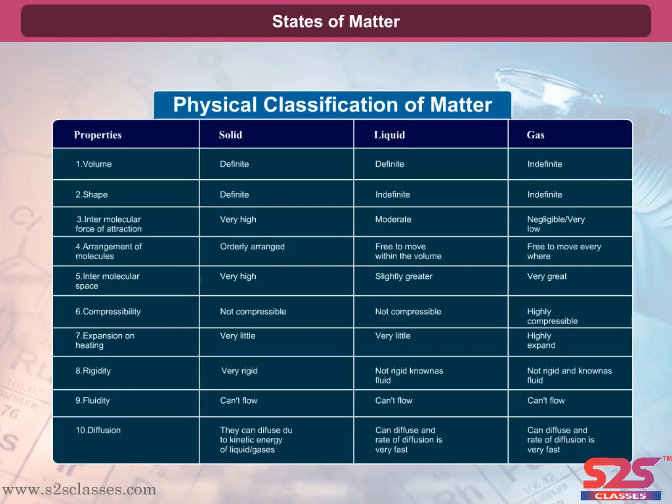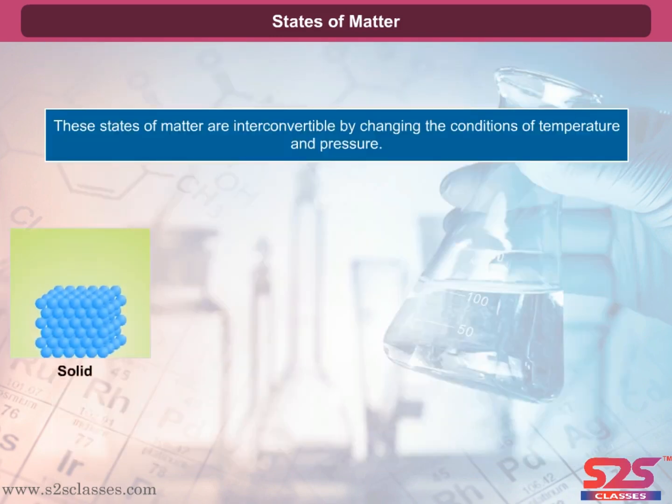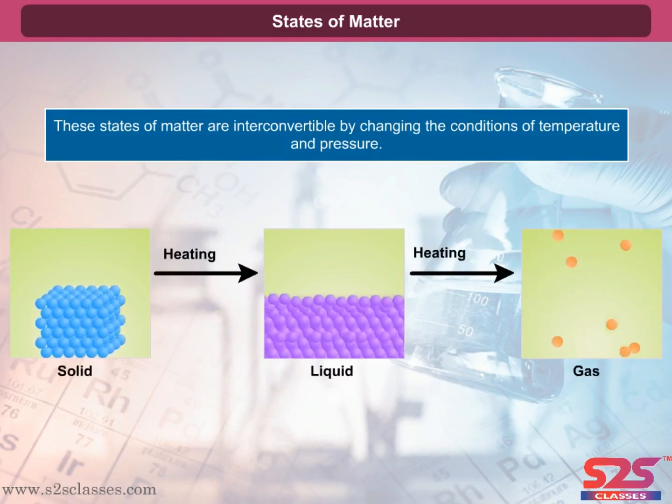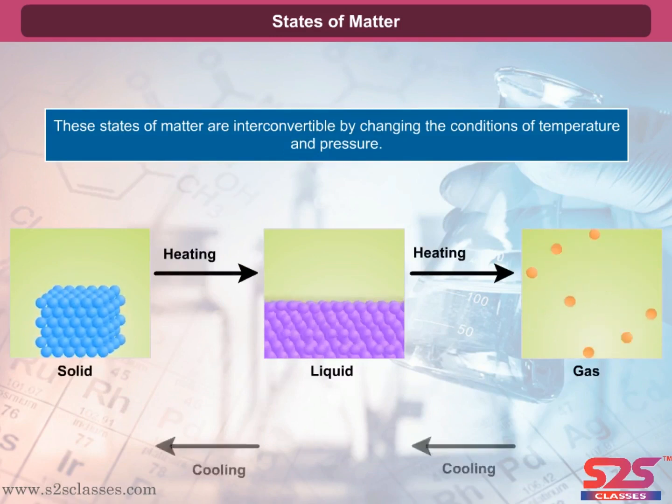Comparisons between the characteristic properties of these states of matter are given in the table. Look at them carefully and notice the properties. These states of matter are interconvertible by changing the conditions of temperature and pressure.